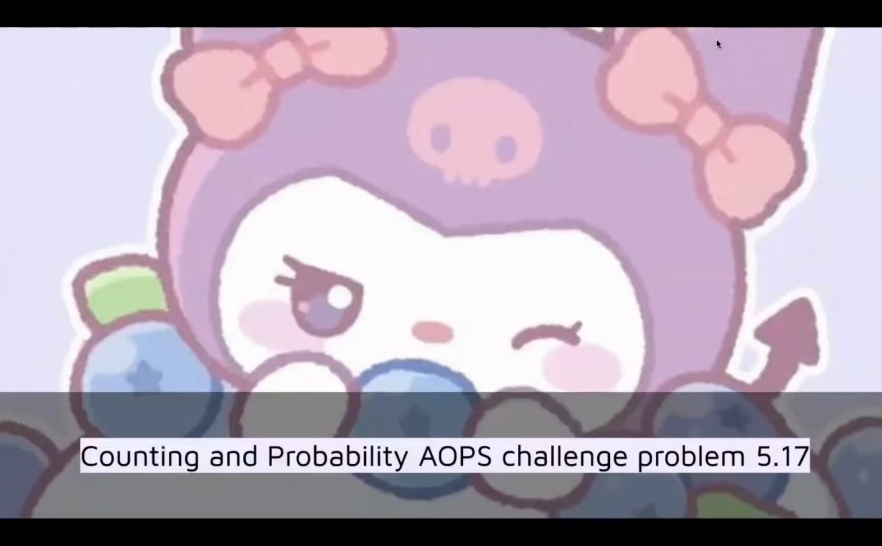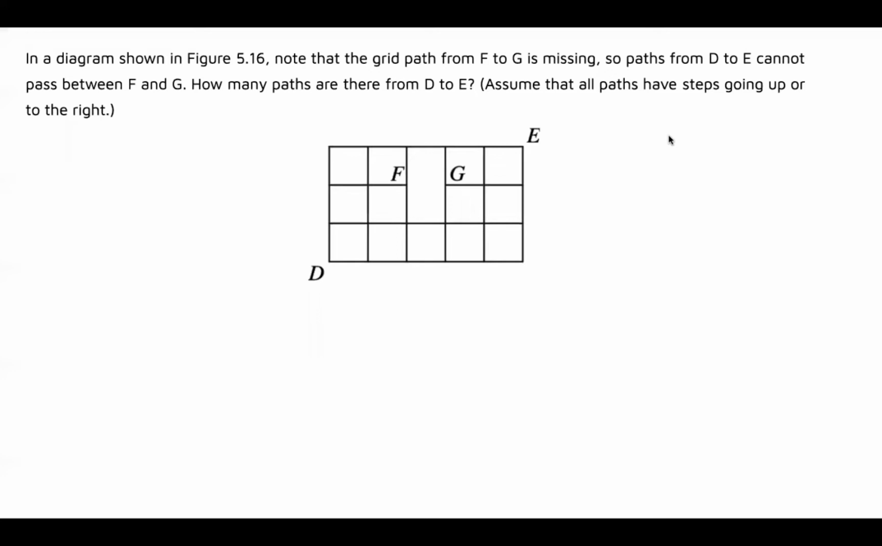Okay, so in this video, I'm going to start explaining counting and probability AoPS challenge problem 5.17. The problem reads: in the diagram shown in figure 5.16, which is this figure, note that the grid path from F to G is missing, so paths from D to E cannot pass between F and G. How many paths are there from D to E?